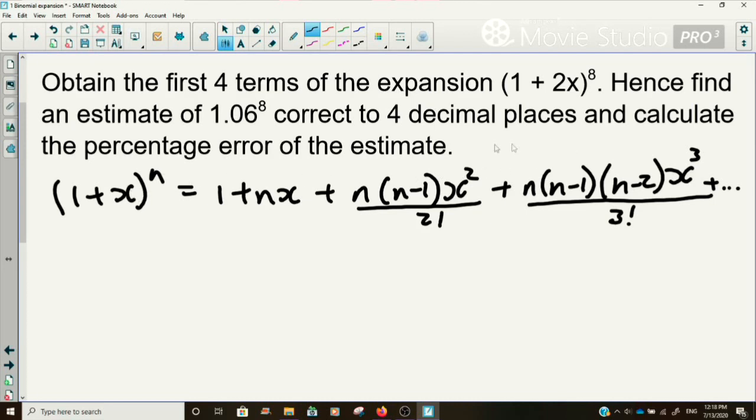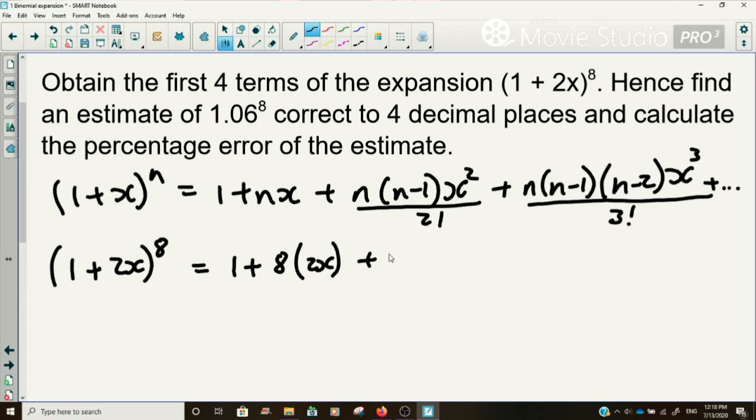Now that's the expansion of 1 plus x to the power of n. We need the expansion for 1 plus 2x to the power of 8. So what I'm going to do is to replace x with 2x and replace n with 8. Okay, so always put brackets around whatever you're substituting in. Here we're replacing x in the first line with a 2x, so I'm putting brackets around 2x to replace x there, and then replacing n with 8.